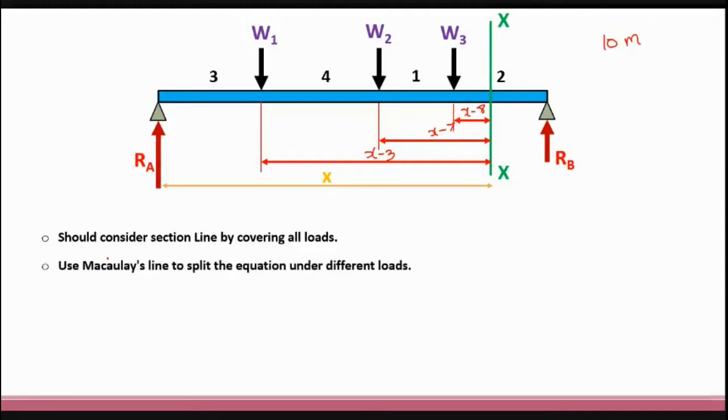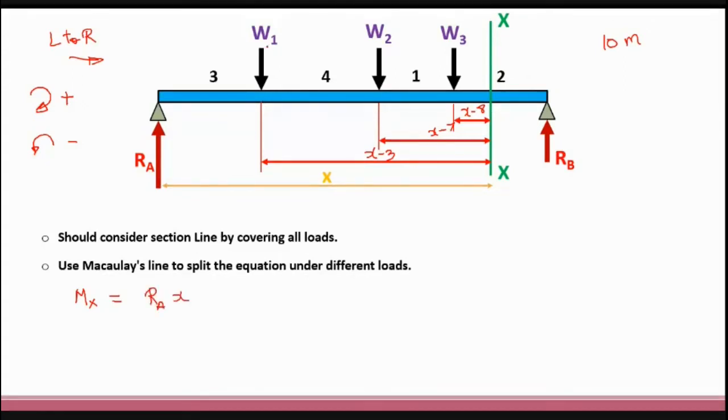Second rule. Use Macaulay's line to split up the equation under different loads. Okay. First, let us write my Macaulay's line. My moment at point X will be equal to force into perpendicular distance. We will start from here. Always start from left to right. So I am solving it from left to right. When I solve from left to right, clockwise rotation has to be considered as positive and anti-clockwise rotation has to be considered as negative. Okay. So RA, force into perpendicular distance, RA into X.